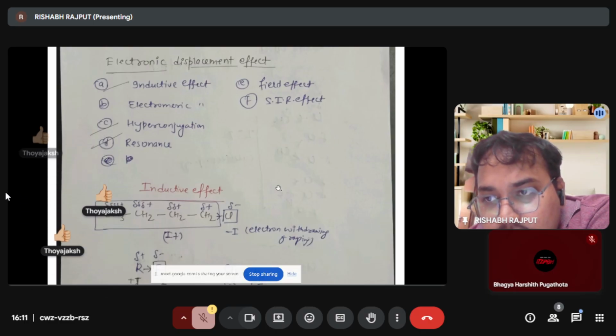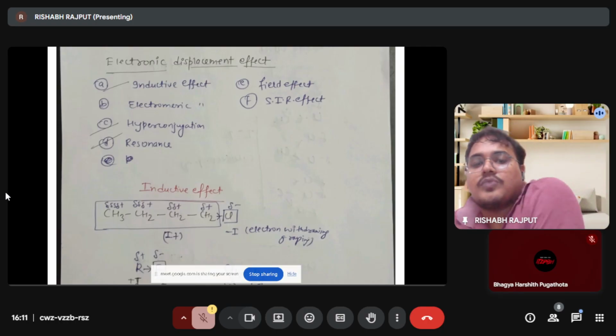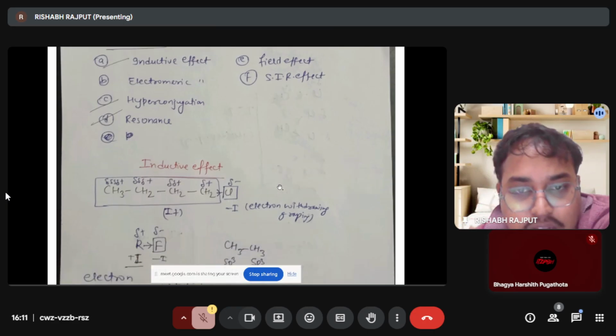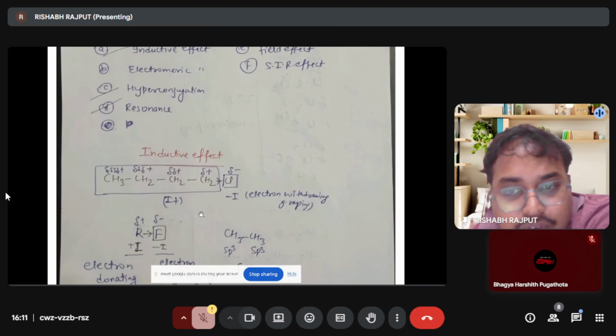Chlorine has a higher value, but the values are very close to chlorine also. But fluorine has more electronegativity. I think its value is 3.24, and chlorine's value is close to 3. So chlorine has minus I, and all the remaining carbons are showing I positive.